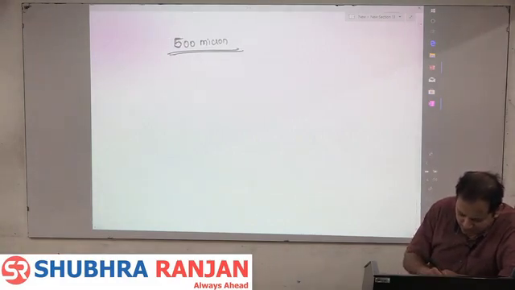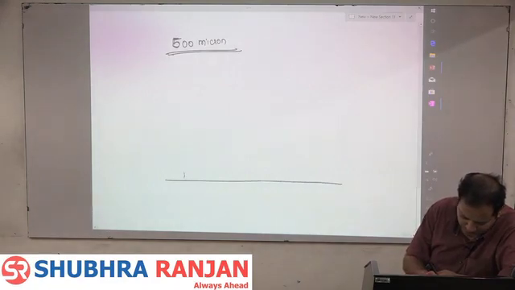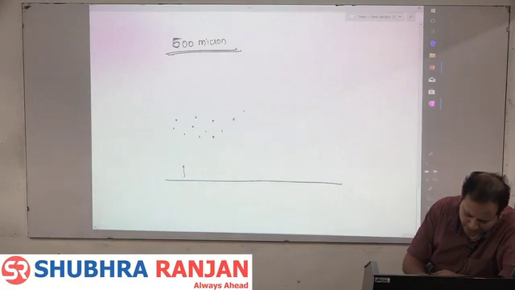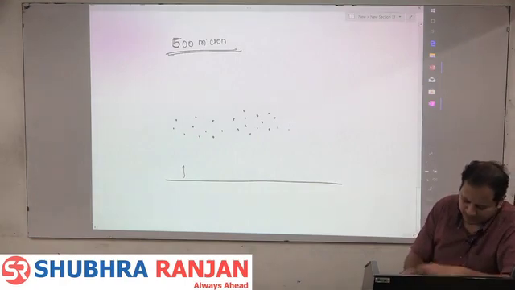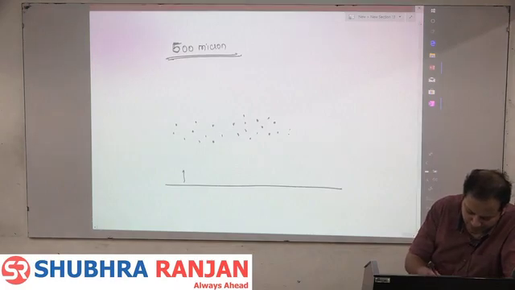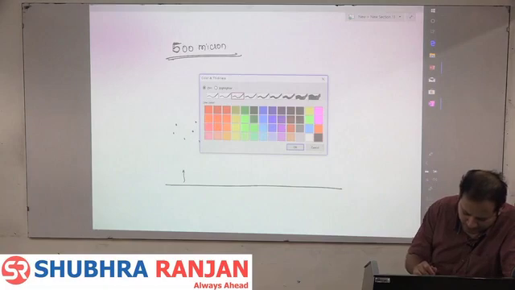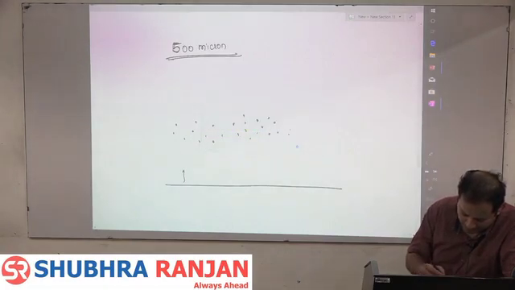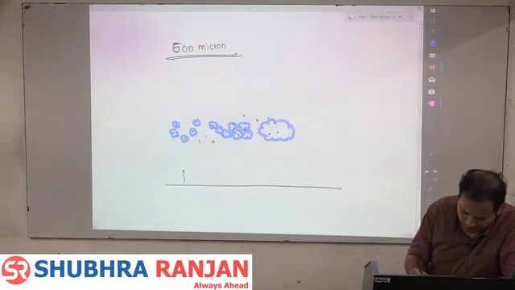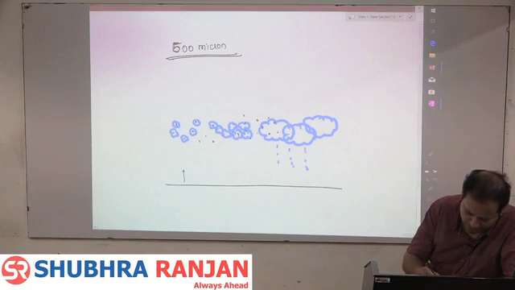Next point, thus the collision coalescence theory has been able to explain satisfactorily the rainfall in the tropical regions, which occurs from very low height.